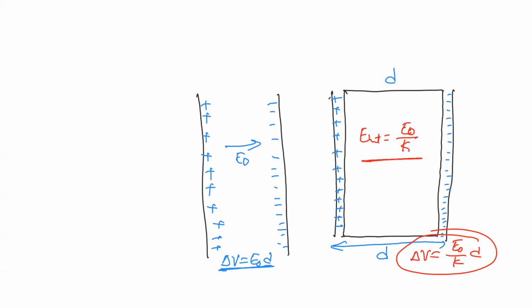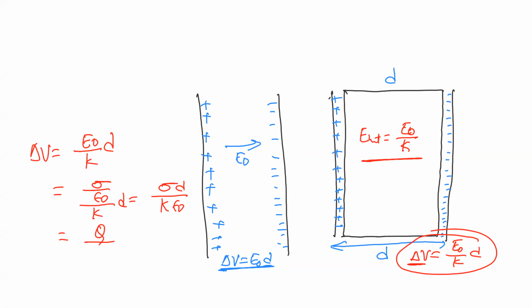What will happen to the capacitance value if the potential difference becomes 1 by K times? What will be the new delta V? Try to calculate it. E naught by K into D. If you remember, E naught is sigma by epsilon naught, so sigma D by K epsilon naught. Sigma was Q by A, so Q D by A K epsilon naught. This is delta V. New delta V is becoming 1 by K times.